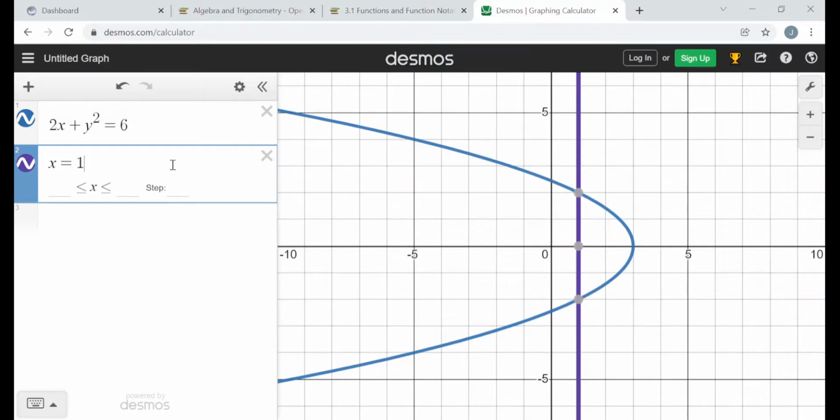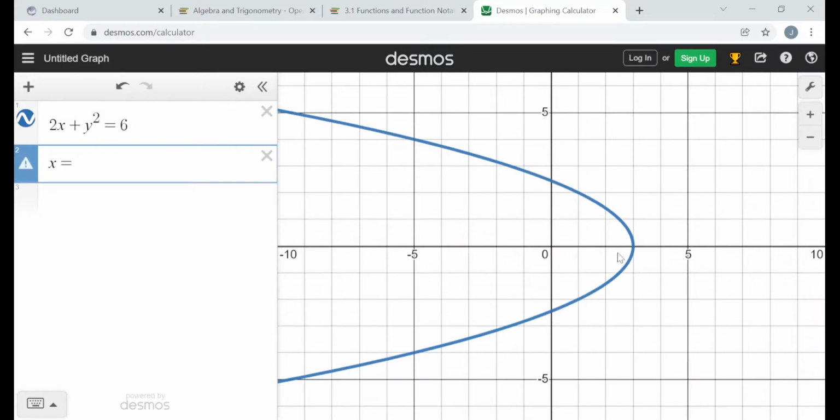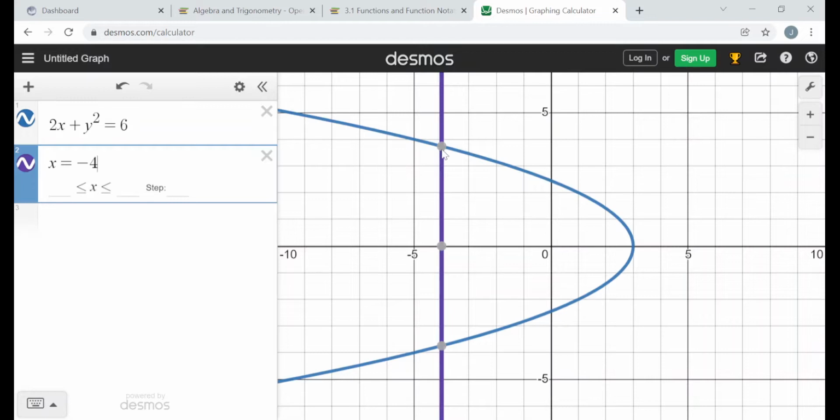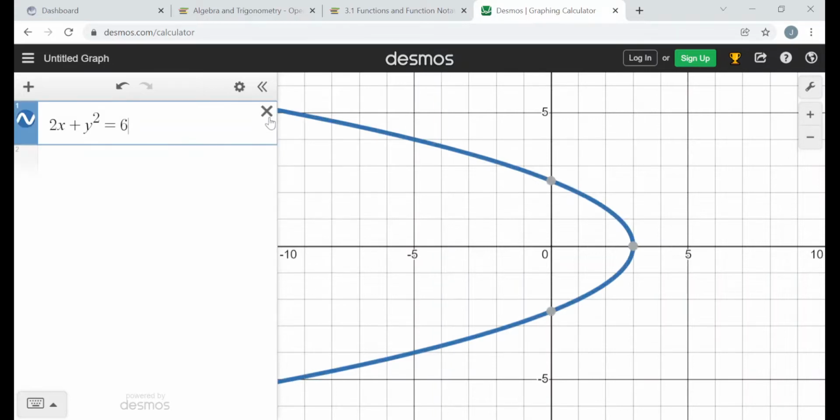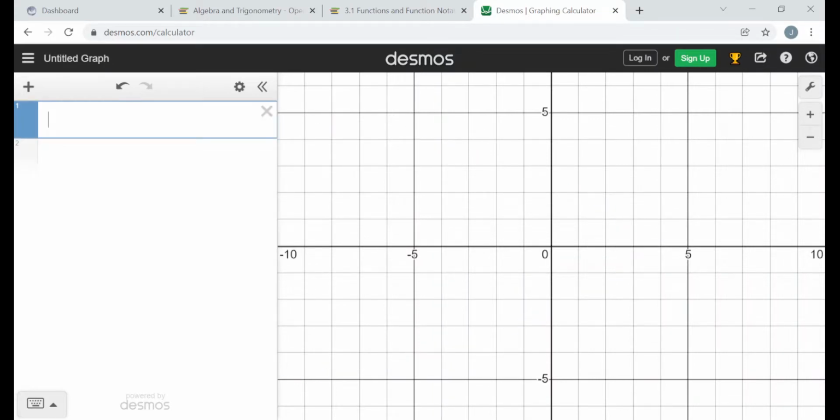And again, any vertical line to the left of 3 here is going to hit the graph more than once. X equals 0, the y-axis, hits it more than once. X equals negative 4 hits it here and here. So each value of x that's less than 3 is pairing with more than one output. Clearly not a function. Y is not a function of x.